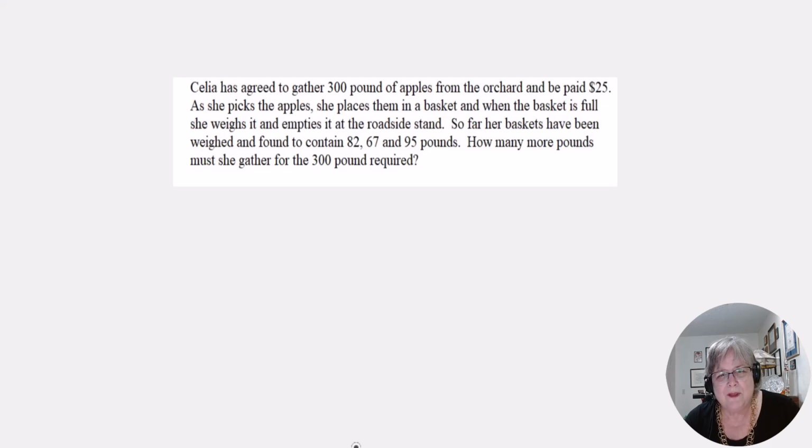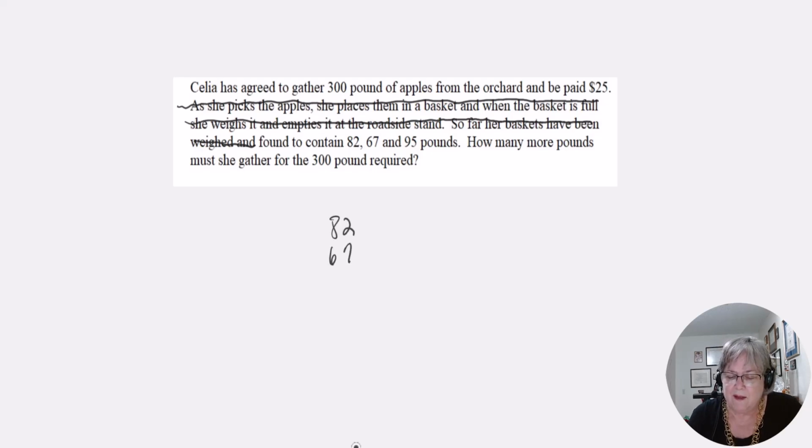Now, this being stories, there's a lot of story in here, but it's interesting, I guess, but it totally is just kind of a distraction to what we're trying to do. All of this is not necessary. I don't even necessarily care that she was collecting apples. All I care about is she was supposed to get 300 pounds and she'll be paid $25, and she's already gathered 82, 67, and 95. All right. So let's see how much she's gathered all together to see if she's made it yet or not.